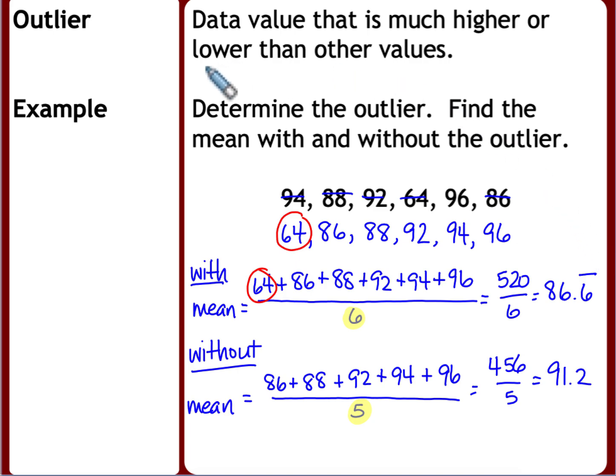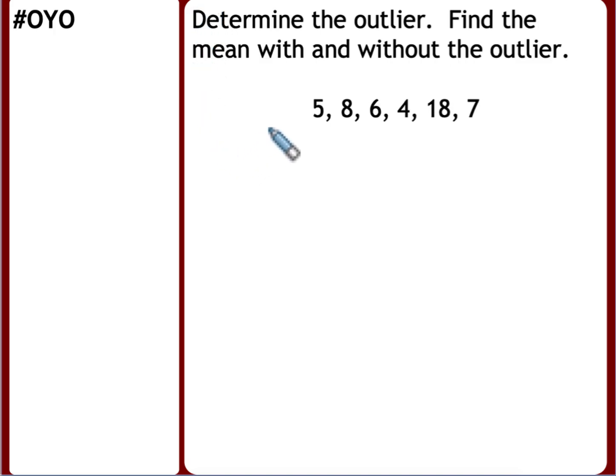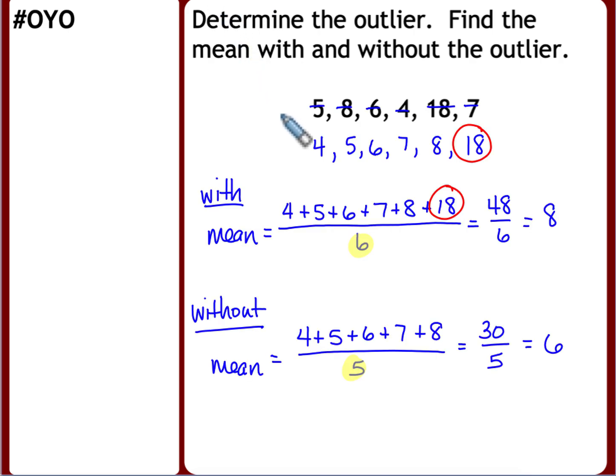Okay, so let's go ahead and have you practice one. In this case, it's pretty obvious we have a higher outlier. So with the outlier, your mean should be a bit higher than without the outlier. So give this one a try. And here you can see with the outlier of 18, you have a mean of 8. Without the outlier, if you take it out, you end up with a mean of 6. So you can see that when the outlier is a higher number, it's going to pull up that mean and make it higher.